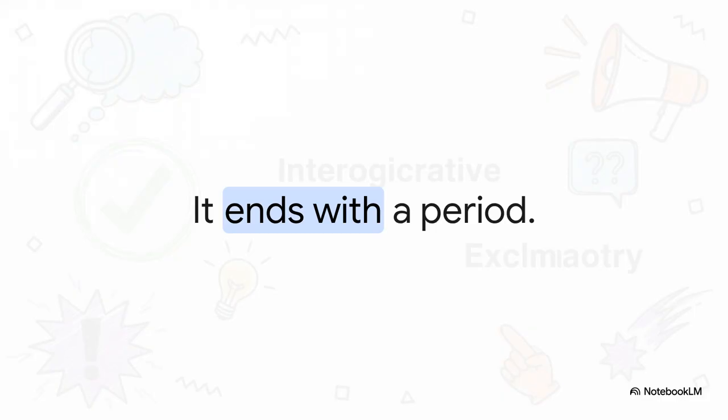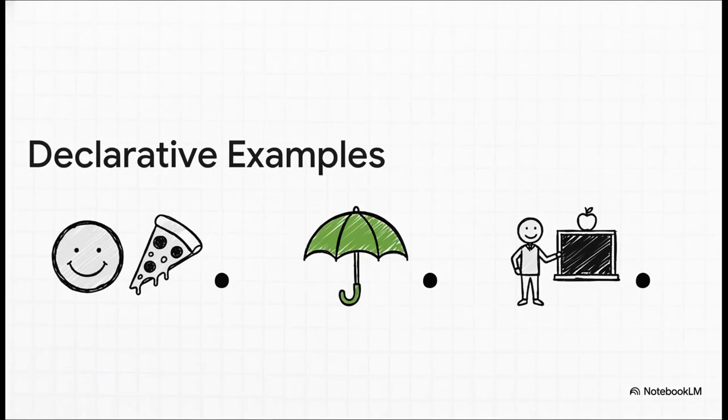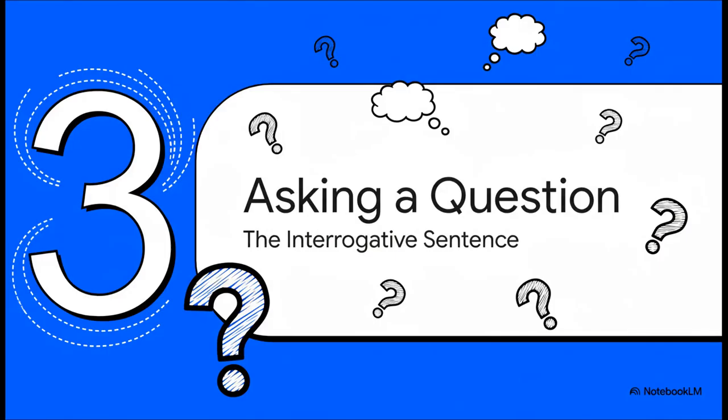And its punctuation is just as straightforward. It ends with a period. Full stop. Just think of simple, everyday statements like, "He likes pepperoni pizza," or "The umbrella is green," or maybe "Mrs. Smith is a teacher." See? They all just state a fact. Plain and simple. All right, let's move on.